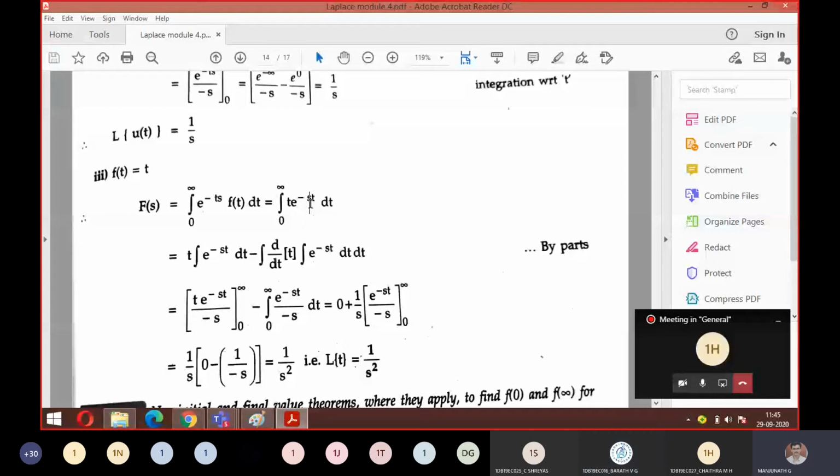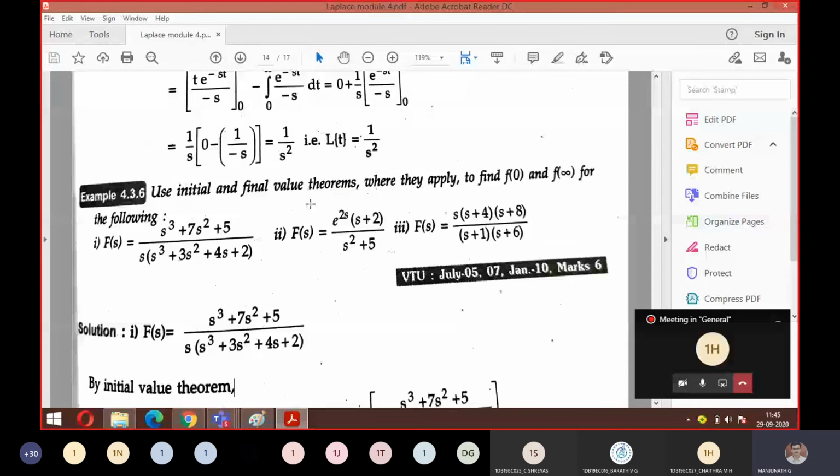Yes, sir. Okay, so let's do the last problem. We'll solve one problem on the initial value and final value theorem. The remaining you can solve; I'll just tell the logic. What is the difference you need to follow? So shall I proceed with this?